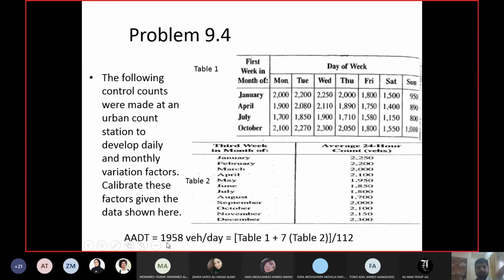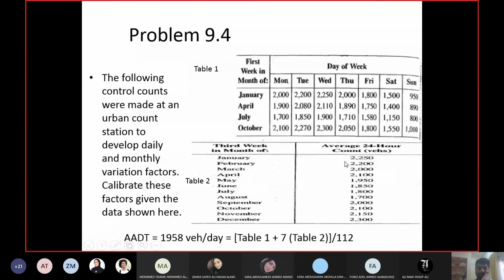Now if you want the monthly adjustment factor, then you take AADT divided by the average of the month. First of all, let us talk about January. I need the average traffic of January. For January I have 2 weeks of data: the first week in table 1 and the third week in table 2. In the first week just add all the 7 values, plus the value from table 2 multiplied by 7 because it represents 7 days.